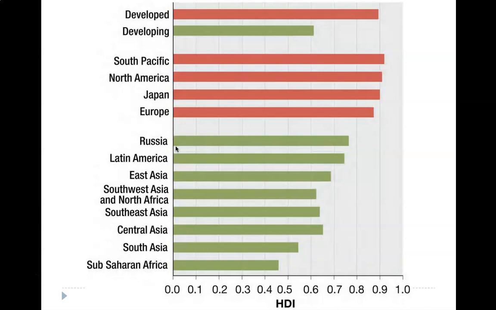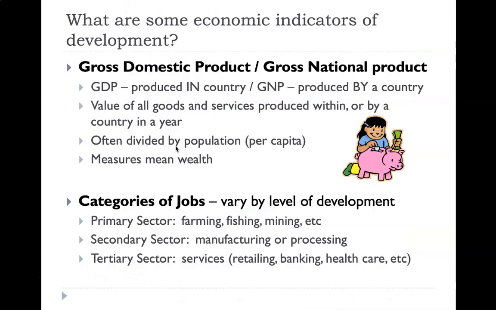So here's our HDI when we look at developed and developing, our different regions as well, because we can talk about this regionally too. So, ways that we measure economic development. Remember there are three ways. There's economic, there's social, and there's demographic statistics that we look at.